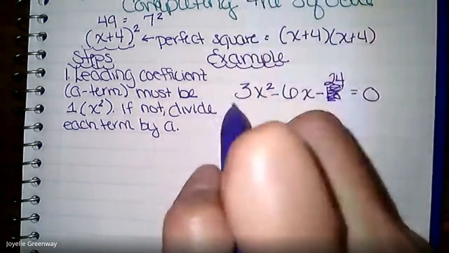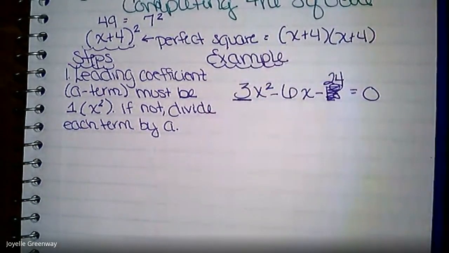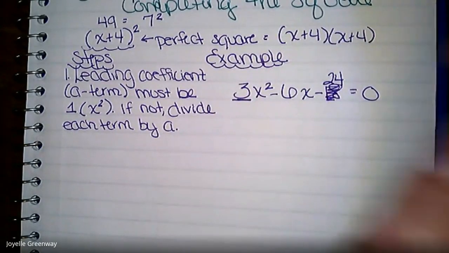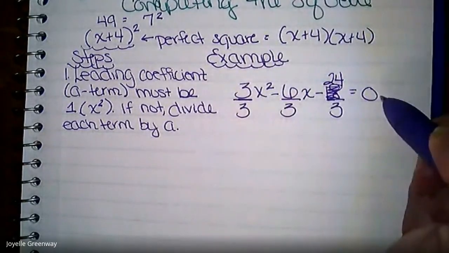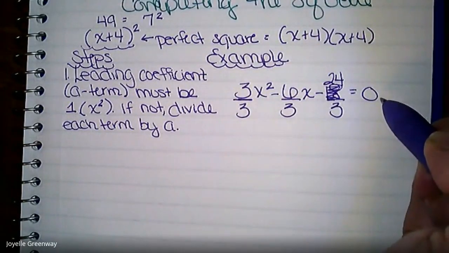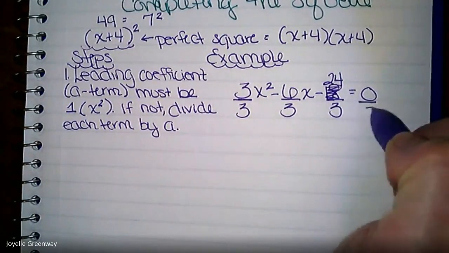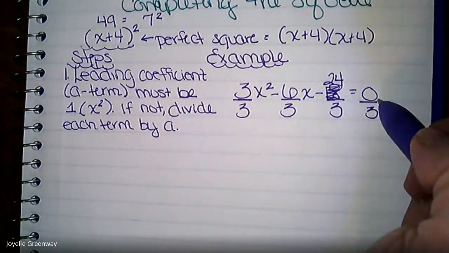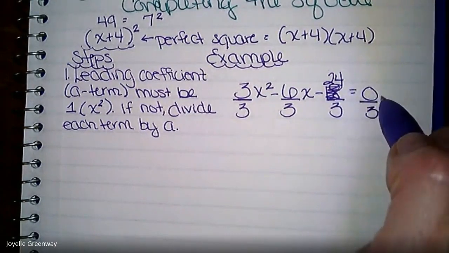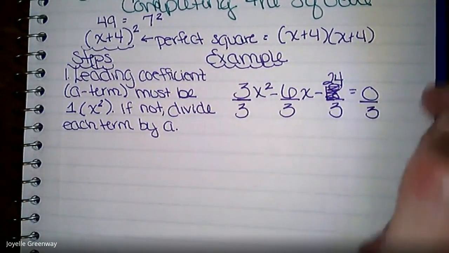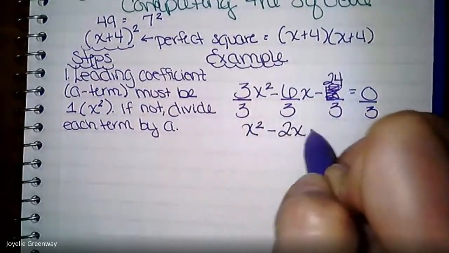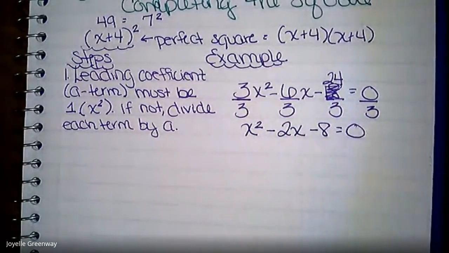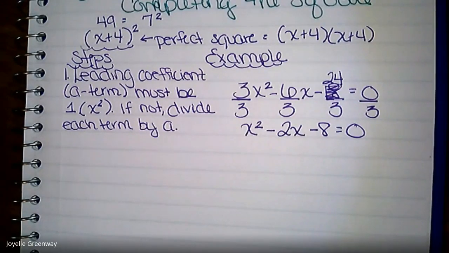So our A term right here is not a 1. So I need to divide every term by 3. And if there's anything on the other side, you have to do the same thing there as well. So if the 24 was over here, you would have to divide 24 by 3. Okay? So what we're left with is x squared minus 2x minus 8 equals 0. Okay? So not too bad, right?